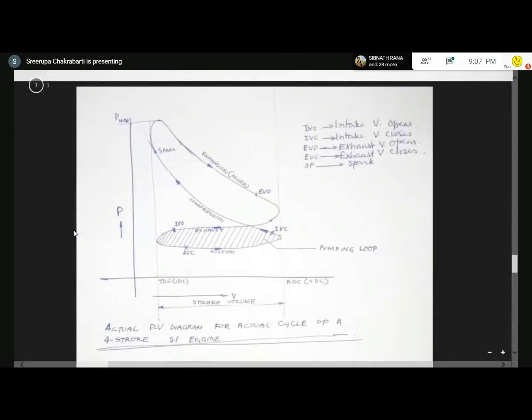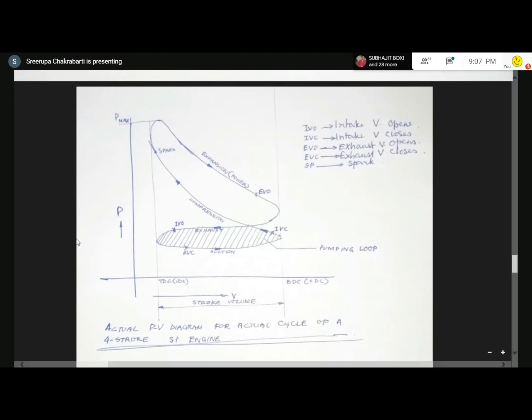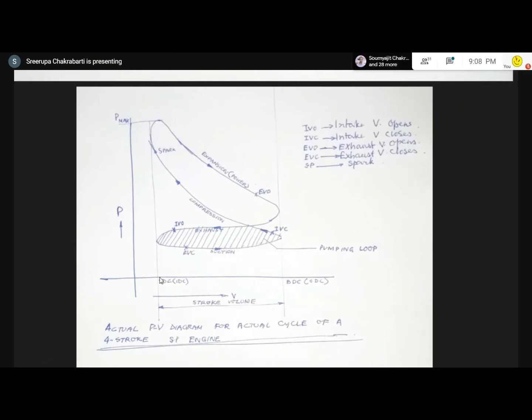Now you see this cycle diagram is a thermodynamic cycle. There are two extreme positions. This is the one dead center, the other dead center. This dead center means, if it is a vertical engine, it will be top dead center.